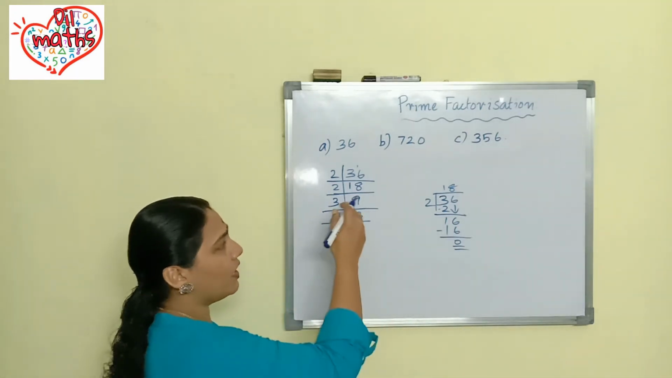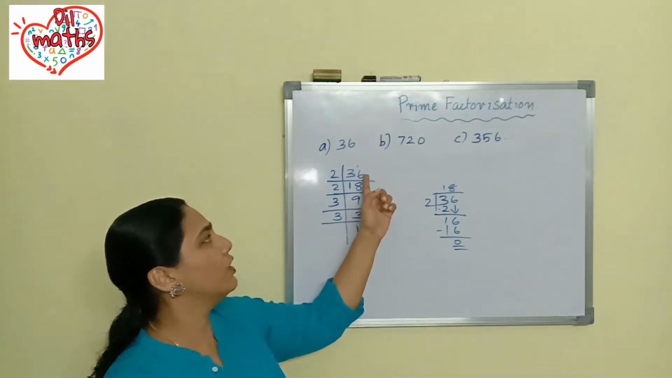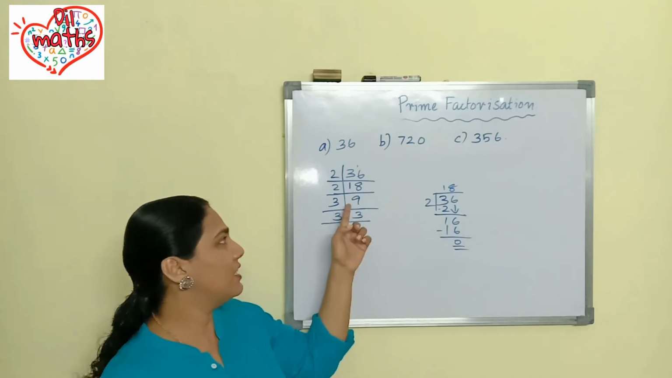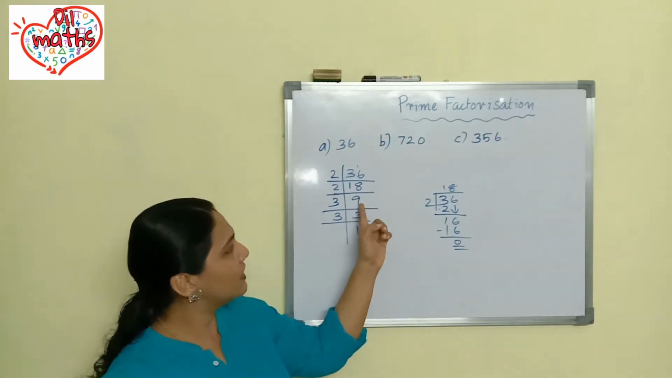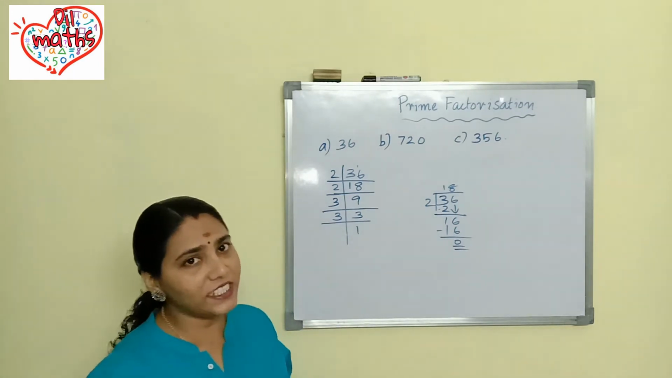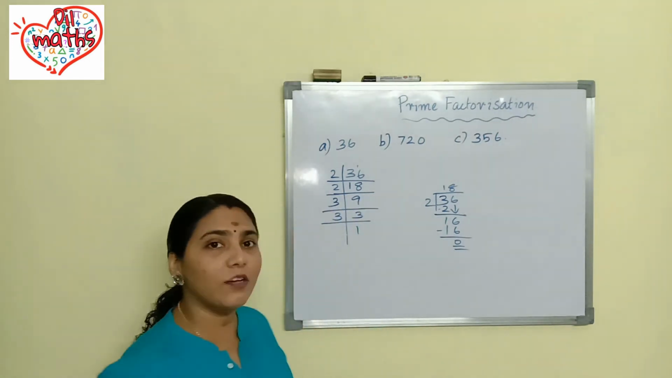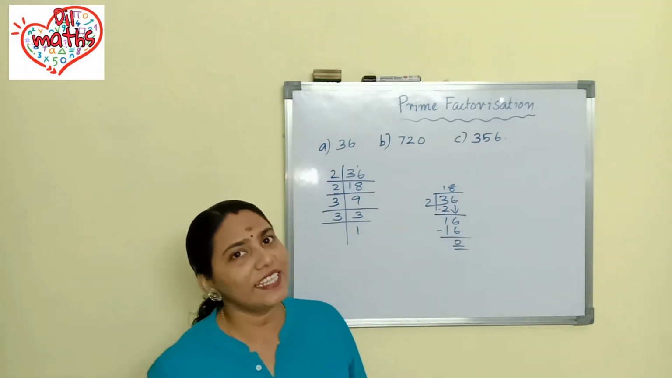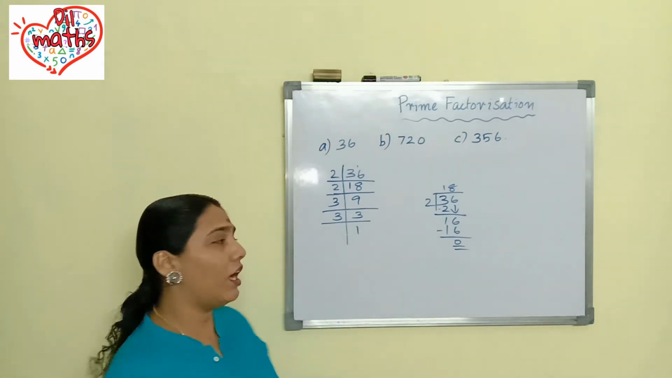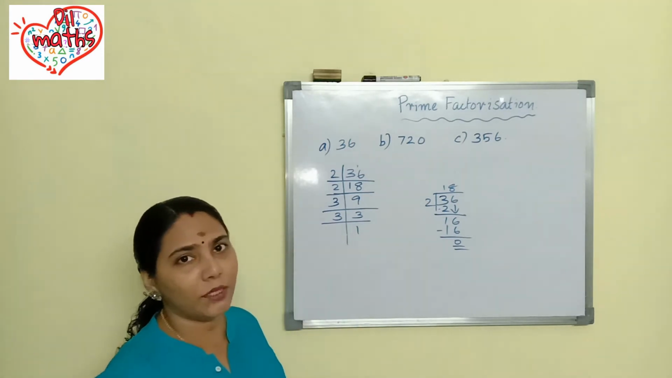So first, what should we do? We have to check whether it is divisible by 2. If it is not divisible by 2, you have to go to the next prime number, that means 3. So here we can see that 9 can't be divided by 2, so we went to the next prime number 3. Again, if it is not divisible by 3, what should you do? You should go to the next prime number 5, and like that you should go until you get 1. Till you get 1, you should continue the process.